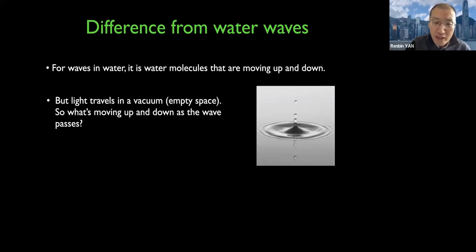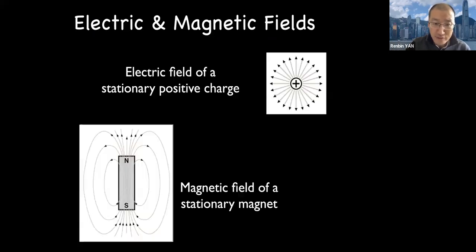So what's moving up and down as the wave passes through? When I say light is a wave, what is actually making the vibrational motion? It is the electromagnetic field. It is the electromagnetic field that is actually producing the vibration. But what is the electromagnetic field?